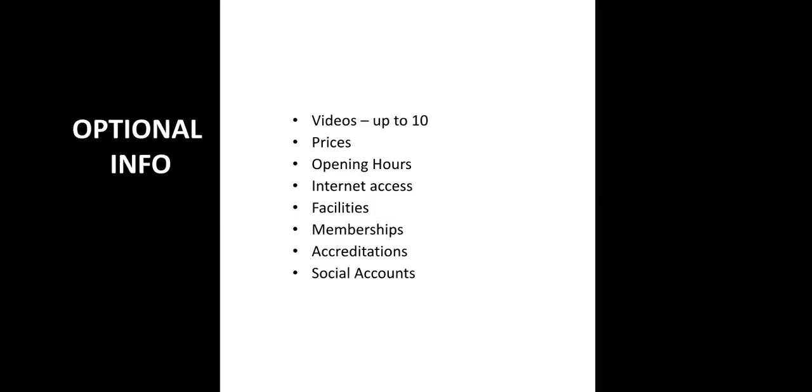The optional information that you can include on your listing, there's a whole lot of extra stuff that you can include. It's all listed here: videos, price details, opening hours, other facilities, memberships, accreditation, social accounts. You don't have to include these, but it's best to include as much information as possible on your listing to give potential visitors the most complete view of your business.